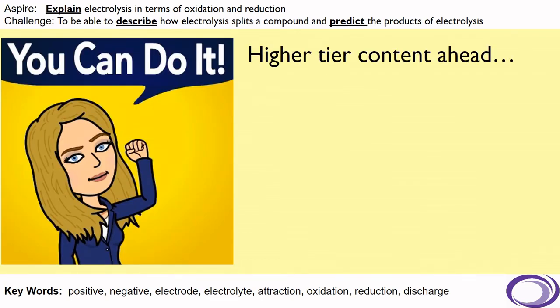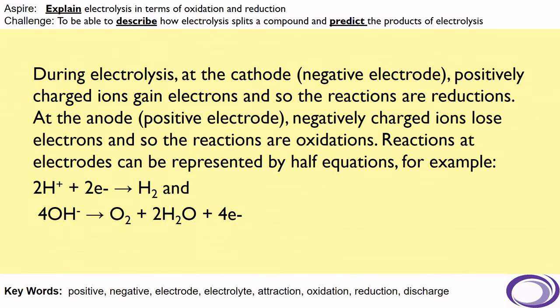Okay, so for the next part of the lesson, we are going to look at some higher tier content. During electrolysis at the cathode, which is your negative electrode, positively charged ions gain electrons. So the reactions are reductions. At the anode, the positive electrode, negatively charged ions lose electrons, so the reactions there are oxidations. Reactions at the electrodes can be represented by half equations.